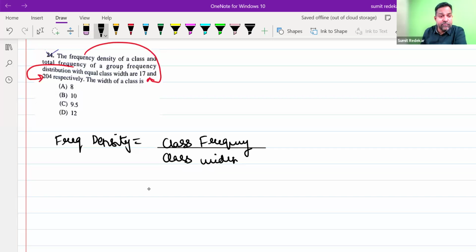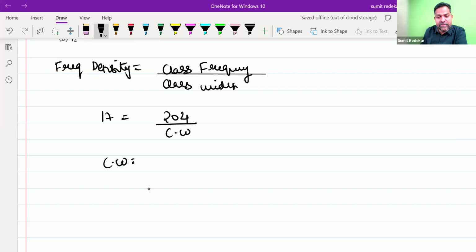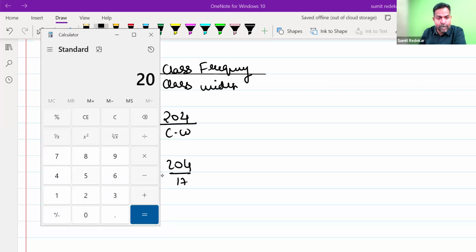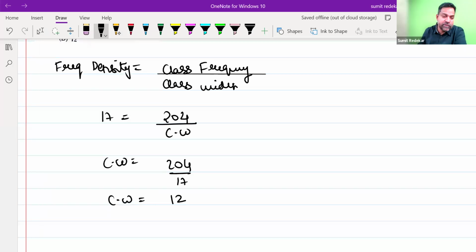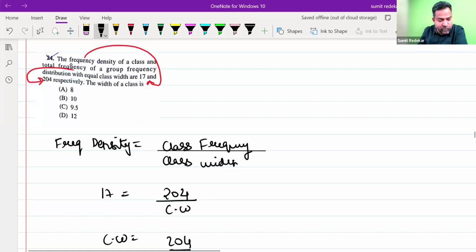Now I know that the frequency density is 17 and the class frequency is 204 divided by the class width. Cross multiply, class width is 204 upon 17. Class width is 204 divided by 17, and that is 12. The width of the class is 12 units. That is question number 24. The answer is going to be D, 12.